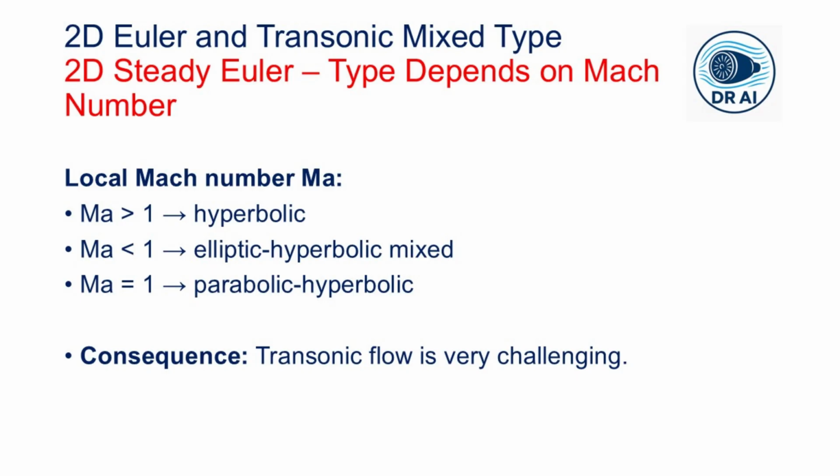And if the Mach number is equal to 1, which means sonic condition, we would have repeated eigenvalues, a mixed parabolic and hyperbolic type of problem. So this explains why transonic flow is so challenging. The mathematical type changes from elliptic subsonic to hyperbolic supersonic across the sonic line.